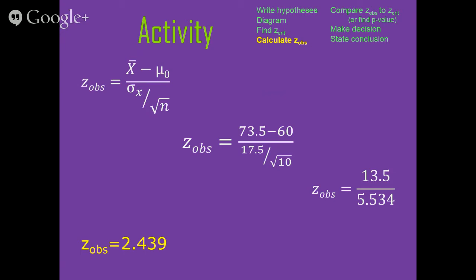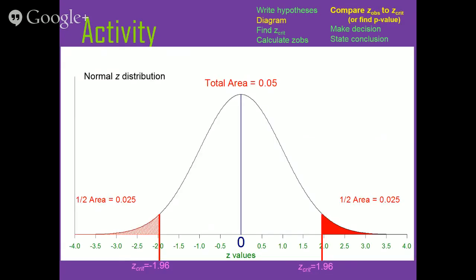Why? Because you've already seen the critical z-value. But let's put them on the chart together. Here's our critical z-values there. And then we add our z-observed value of 2.44. It's way over here in the rejection region. It is farther away from the null hypothesis mean than either of the z-critical values.